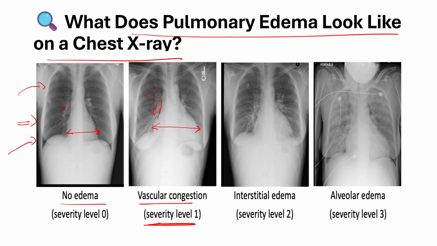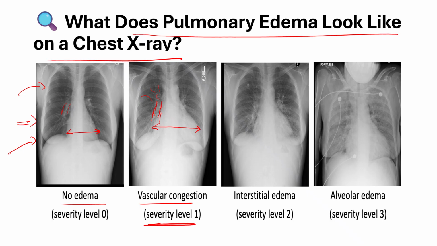So this is what is going on in vascular congestion. The pulmonary vessel is slightly congested, but no fluid actually leaks into the lung tissue or into the alveoli. So the next stage is the stage of interstitial edema.